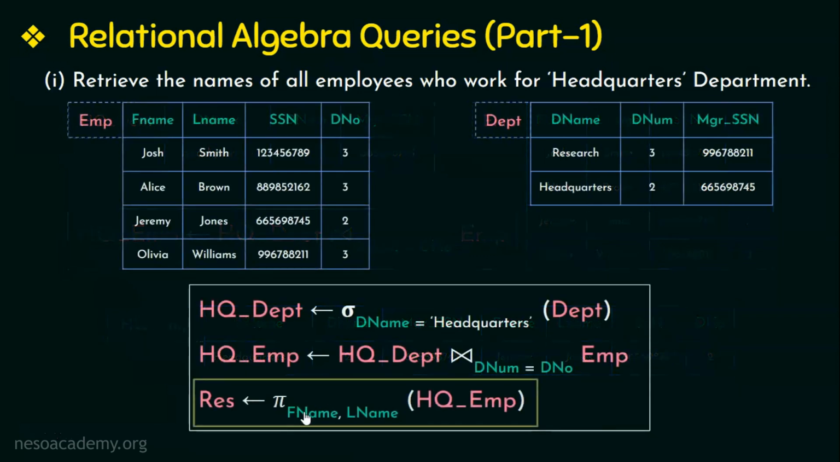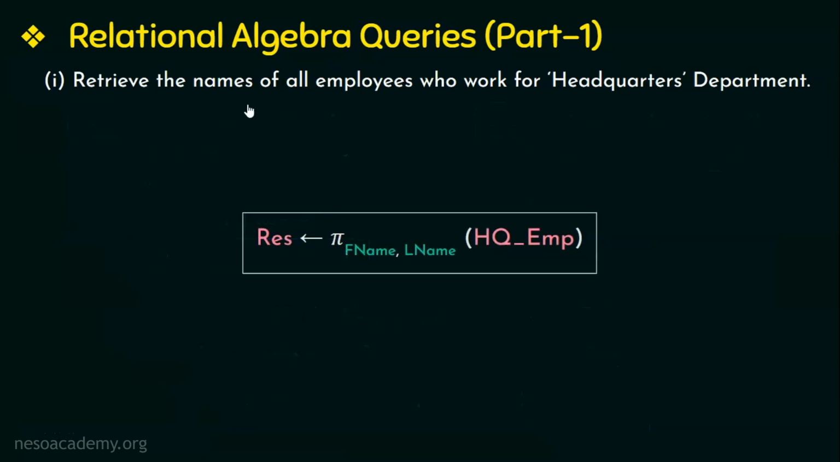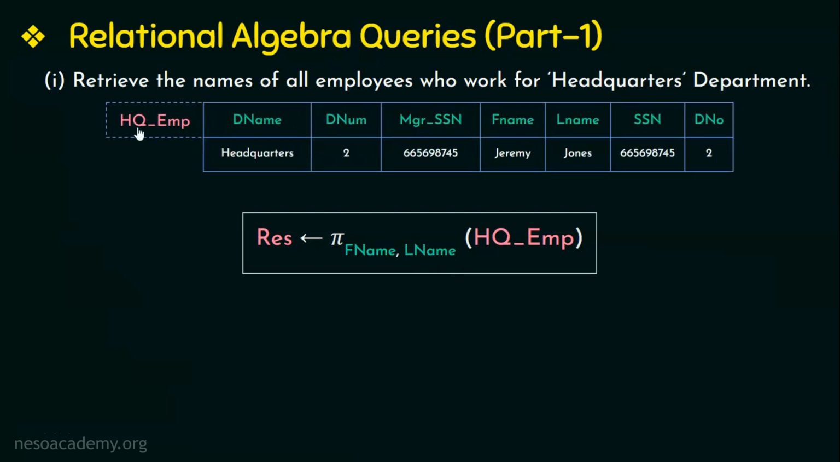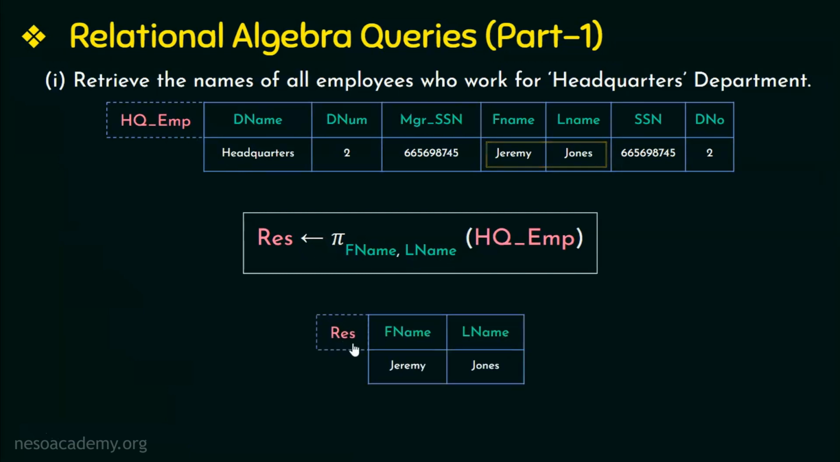Now moving on to the last step in this query. Since we just need the names of all the employees, we project only the first name and last name of the employees from the relation that we got from the second step in the query. So here only the first name and last name of the employee is projected and stored in this relation. Hence, Jeremy Jones is the only employee who works for headquarters department. Hope you understood how this query works.